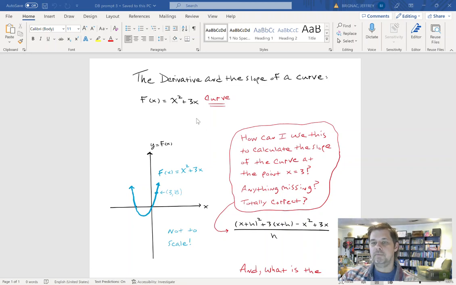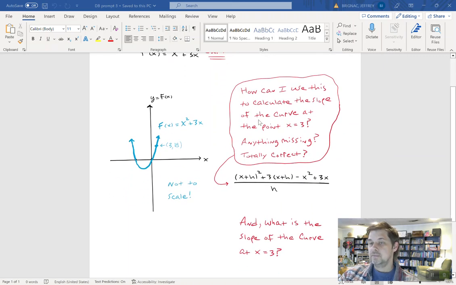Well, hello everybody. I think it's time that I follow up my original discussion prompt about the nature of the derivative and the slope of a curve. So my discussion prompt was that suppose I've got this curve, f of x is x squared plus 3x. And I wrote this down and I said, can I use this to calculate the slope of the curve at this point where x is 3?